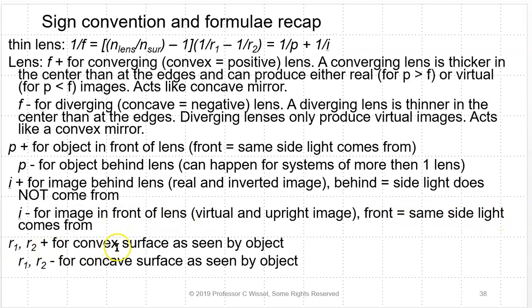R1 and R2 are positive for convex surfaces as seen by the object. R1 and R2 are negative for concave surfaces as seen by the object. And you're welcome. You should write this stuff down someplace. Take it with you on the test. Do it early so you get the advantage of it while you're doing your homework. And then if you're making mistakes in your homework, you can make it better.